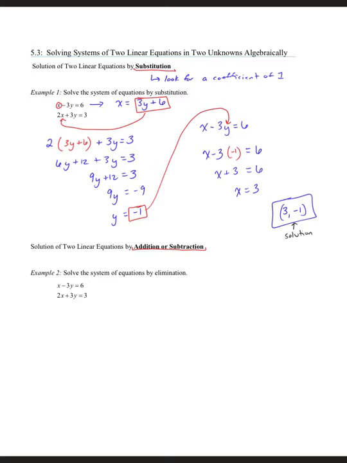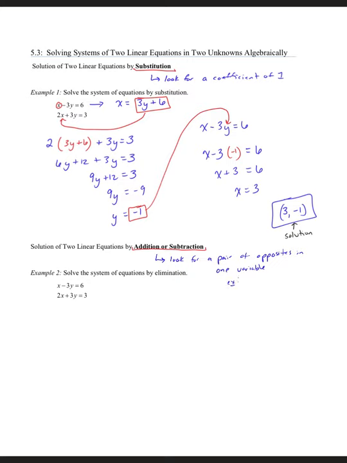Okay, now, example 2. What we're going to do now is, this is actually the same system from above, but we're going to solve it using the process of addition or subtraction, or maybe you've heard it called elimination. So now when we are solving using addition or subtraction, what we want to look for here is a pair of opposites within one variable. So we want to look for a pair of opposites in one variable.